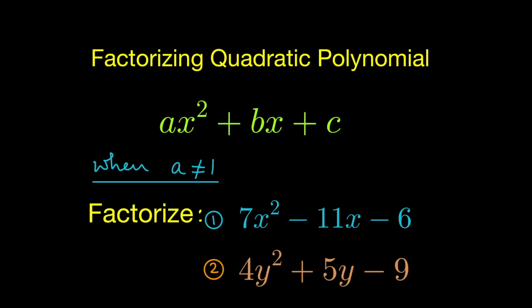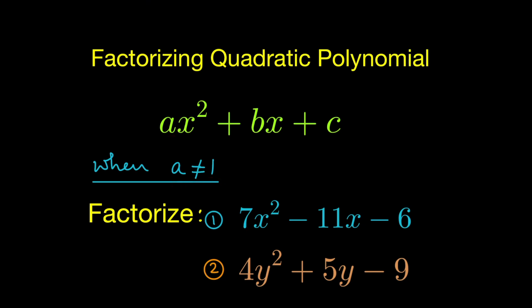So in this video of factorizing a quadratic polynomial, ax squared plus bx plus c, we are taking the case when a is not equal to 1. So we can see that the function will look like this: 7x squared minus 11x minus 6. So what is the value of a? As we said, a is not equal to 1. So the a value in this case is 7.